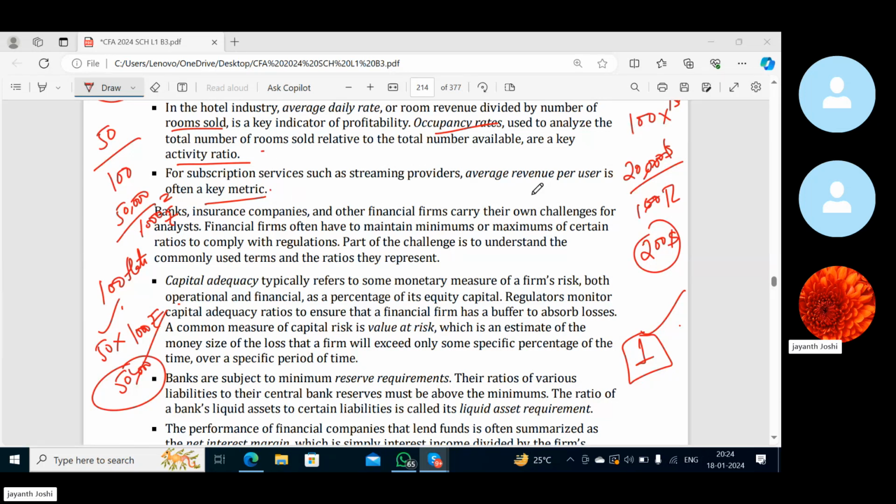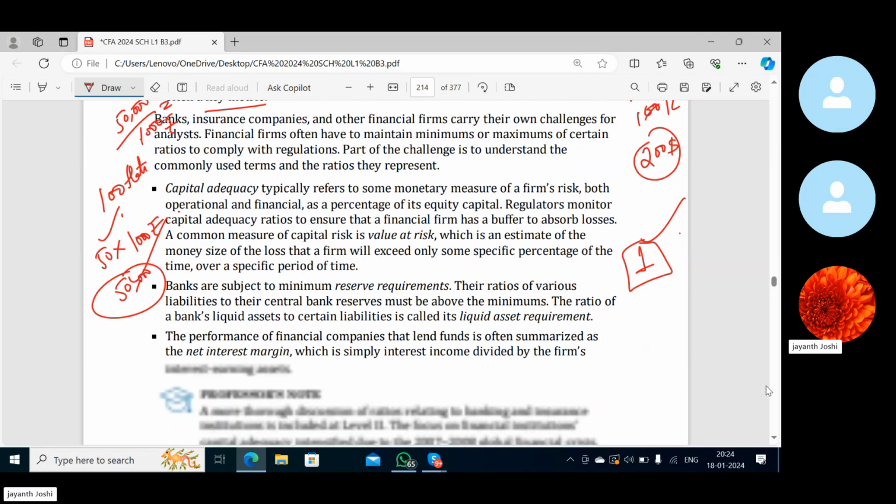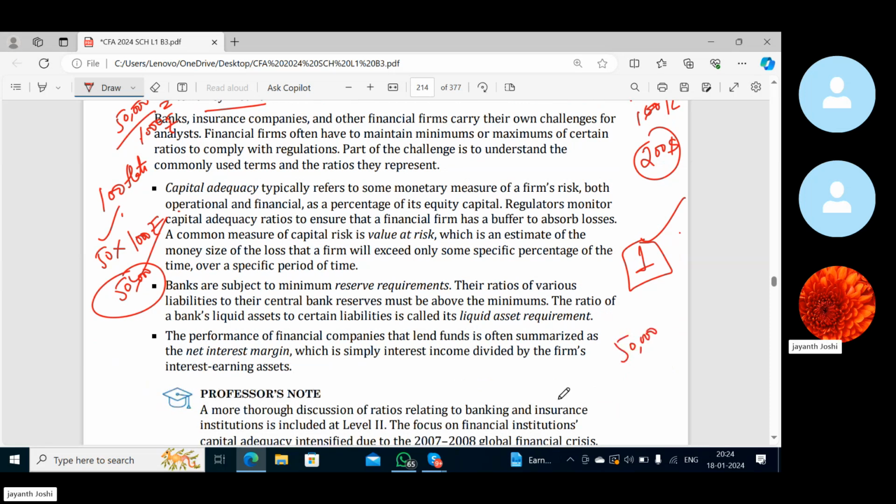So what have we discussed? Average revenue per user is often a key metric. Let's say 50,000 rupees is collected from an apartment which has 100 flats, out of which 50 flats have subscribed. So per flat how much did they get? Come on, tell me. 1000 rupees, right? 1000 rupees per flat into 50 flats gives me 50,000 rupees.